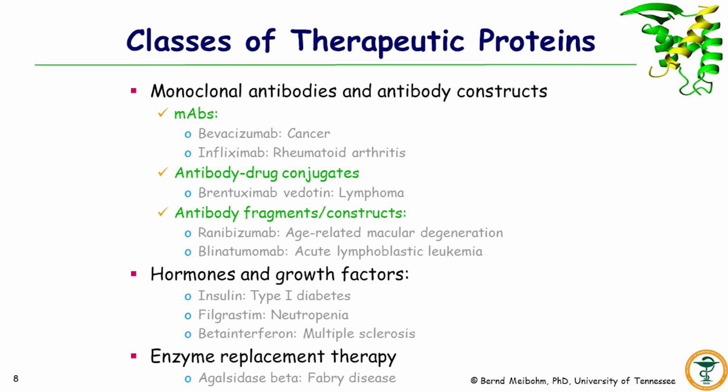The third group are enzyme replacement therapies, where large molecules that have enzyme activity and that are either dysfunctional or completely missing in specific individuals that are affected by genetic disorders are replaced. An example for that is agalsidase beta in Fabry disease.